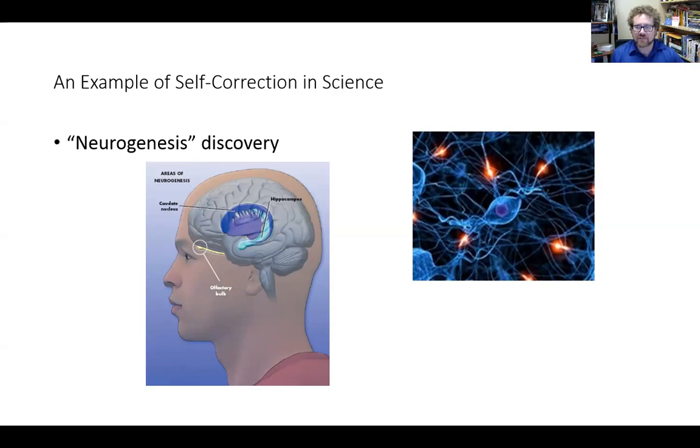This is an example of how we often have to change our views when new evidence comes in. So science is self-correcting, and this is a fine example of that, and a recent one too, within the last couple of decades.